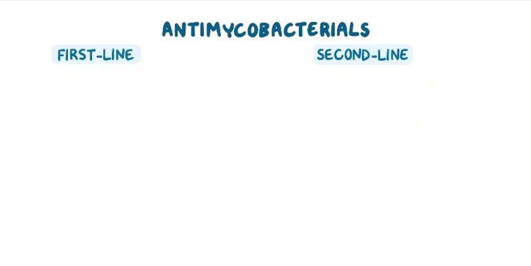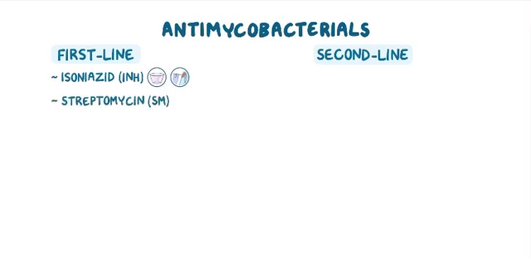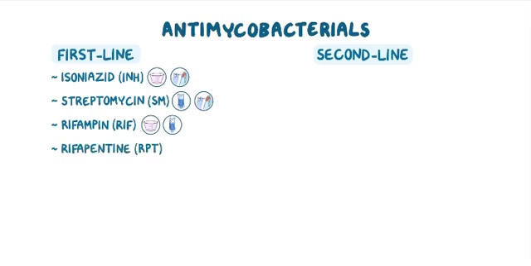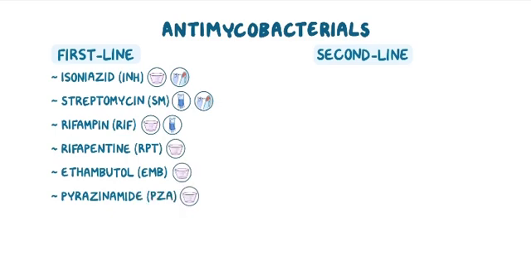The first-line antimycobacterials include isoniazid, or INH for short, which is administered orally or intramuscularly, as well as streptomycin, or SM, which is given intravenously or intramuscularly, rifampin, or RIF, which is given orally and intravenously, and rifapentine, or RPT, ethambutol, or EMB, and pyrazinamide, or PZA, all of which are given orally.